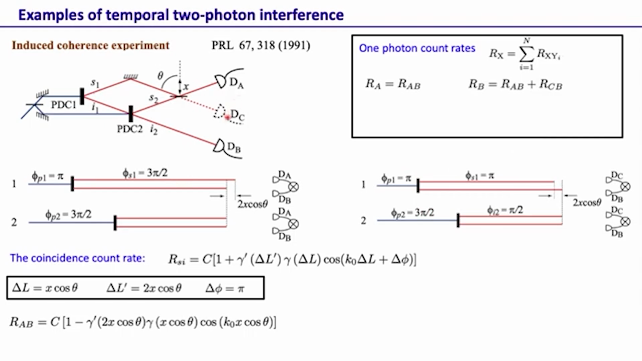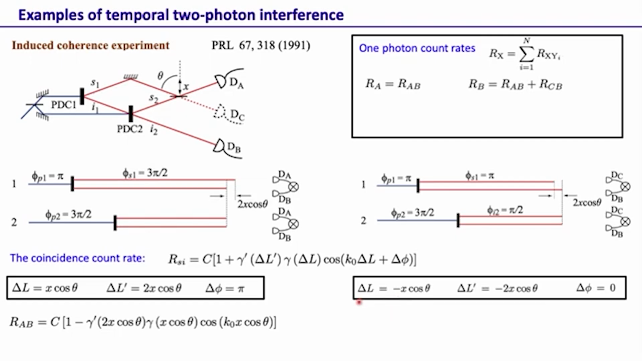So RCB is now the coincidence between detector C and B. It is pretty much the same as this one. If we just calculate, we see that delta L in this case is minus x cosine theta, delta L prime is minus twice x cosine theta, and delta phi is 0, whereas delta phi was pi here. As a result, the coincidence count rate between C and B is C times 1 plus gamma prime of twice x cosine theta, gamma of x cosine theta, and twice cosine of k naught x cosine theta. So we see this expression and this expression are pretty much the same except for the sign here. This is minus over here and this is plus over there.